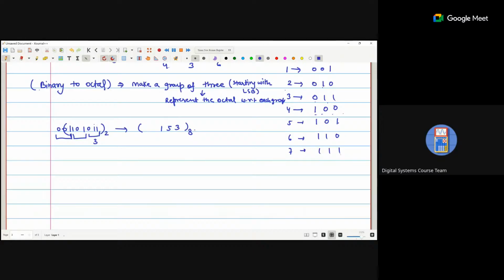Now, if we start a group from the MSB, what are the values? 1, 1, 0, 1, 0, 1, 1. One group is this, another group is this, and we have to add 2 zeros here. Now what is the value? The answer is 4, 5, 5, and 6. Yes, sir. But that is wrong. I will tell you why it is wrong.